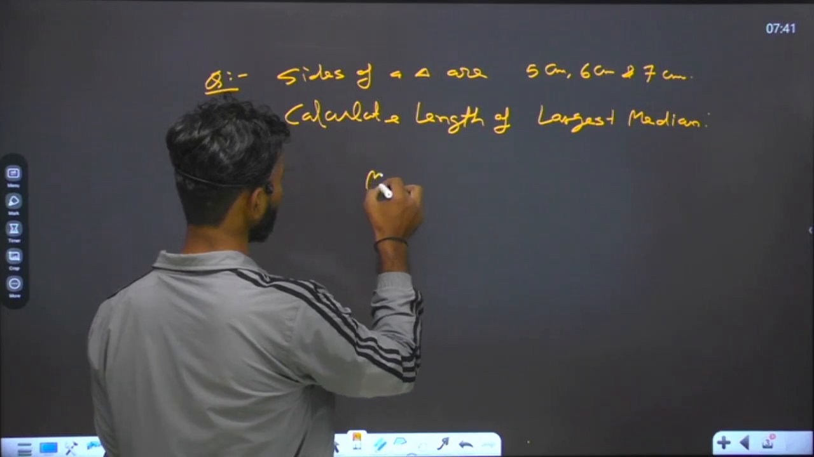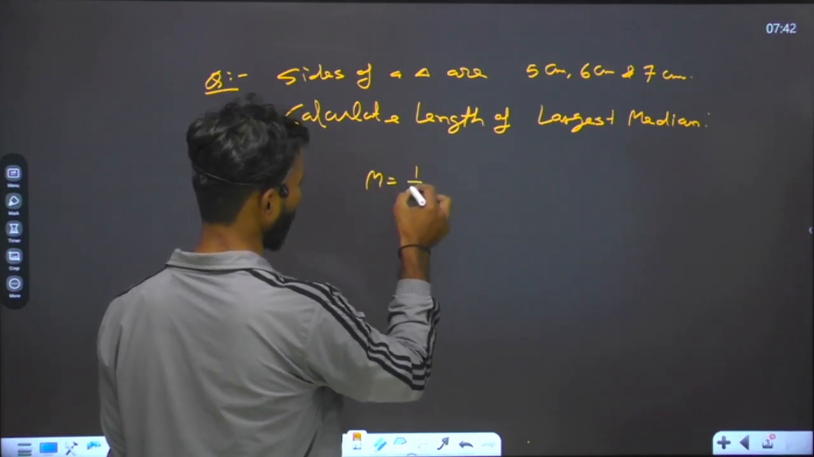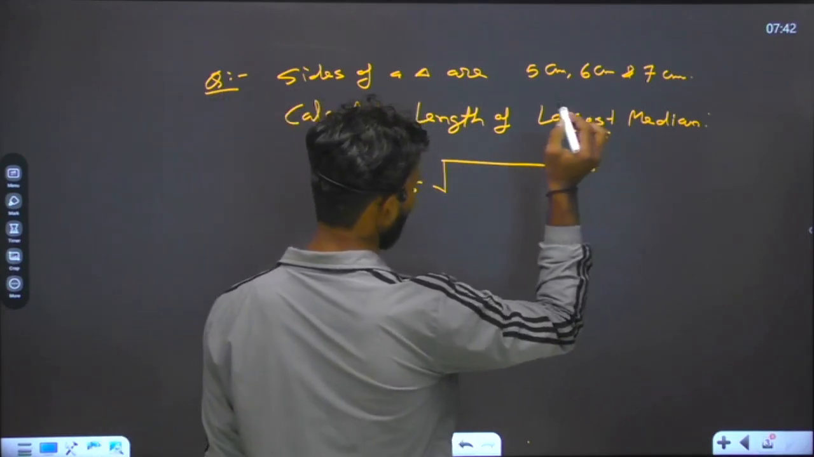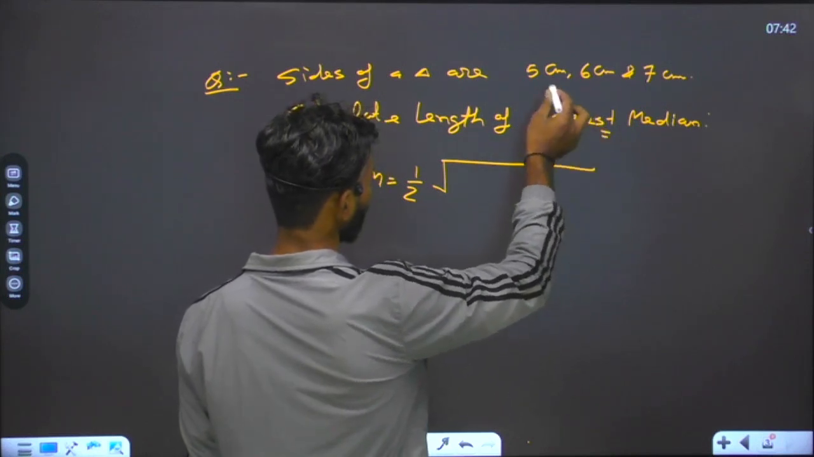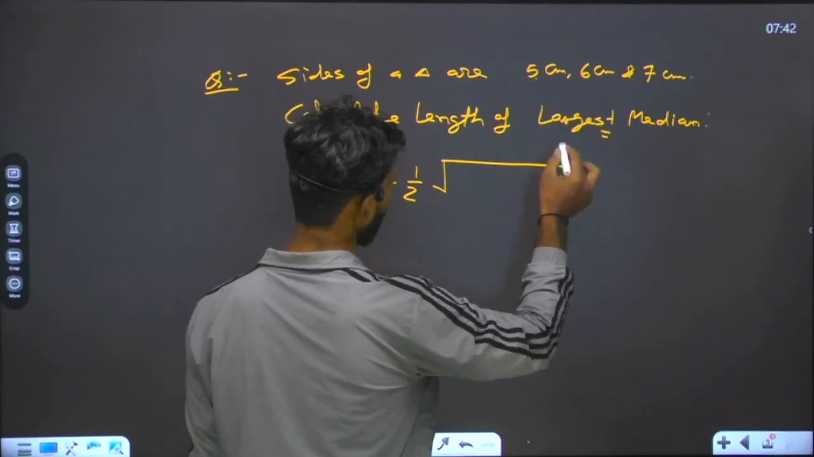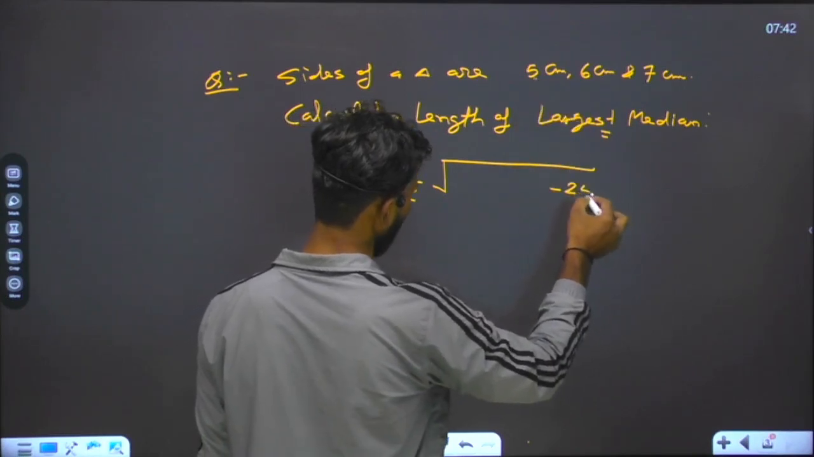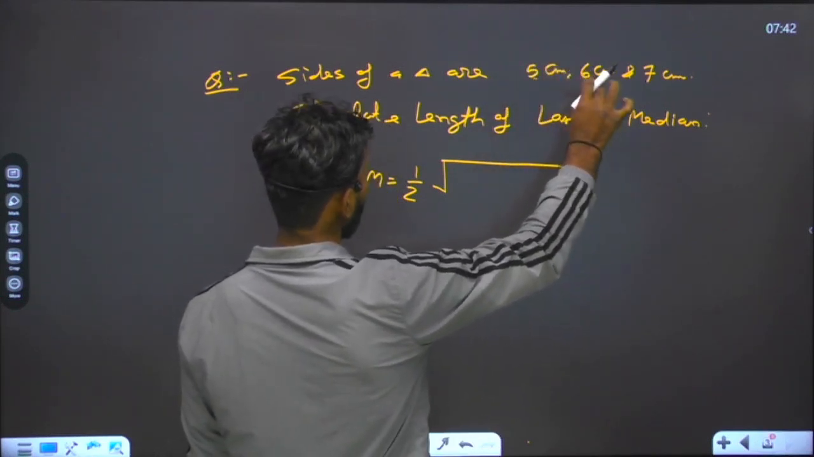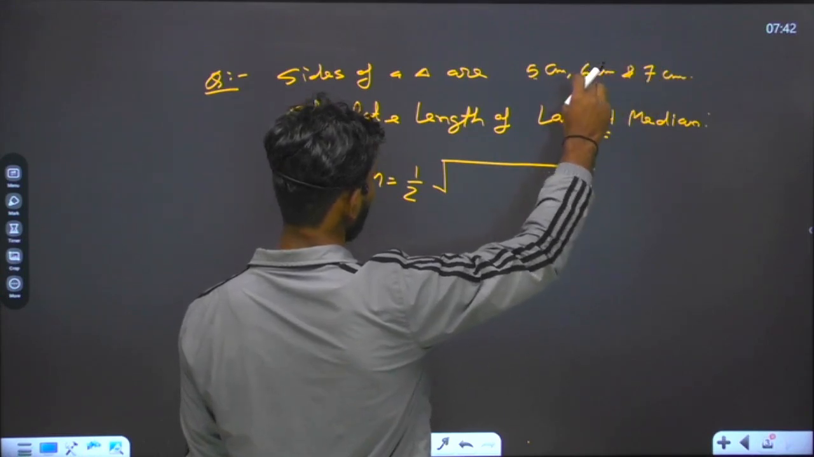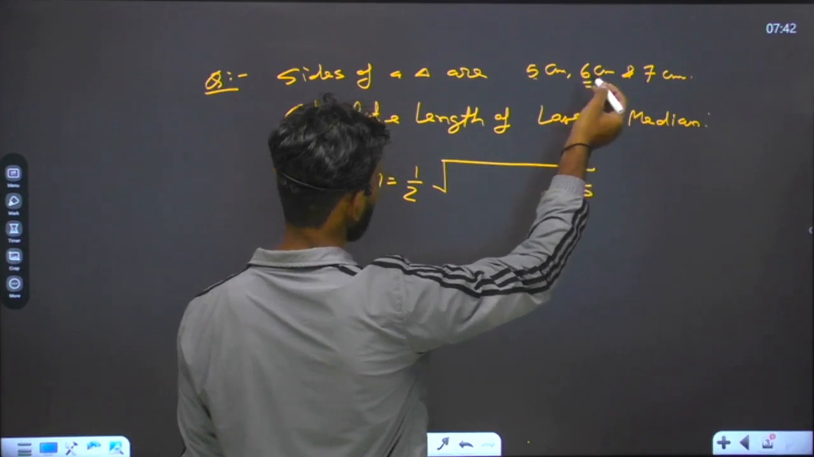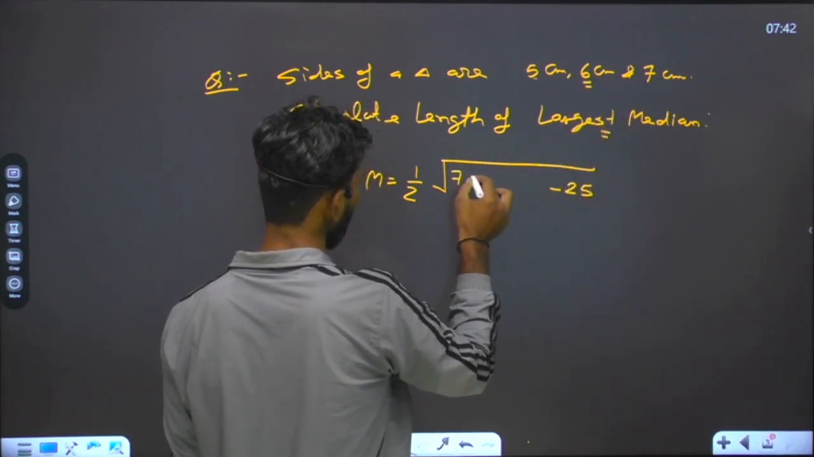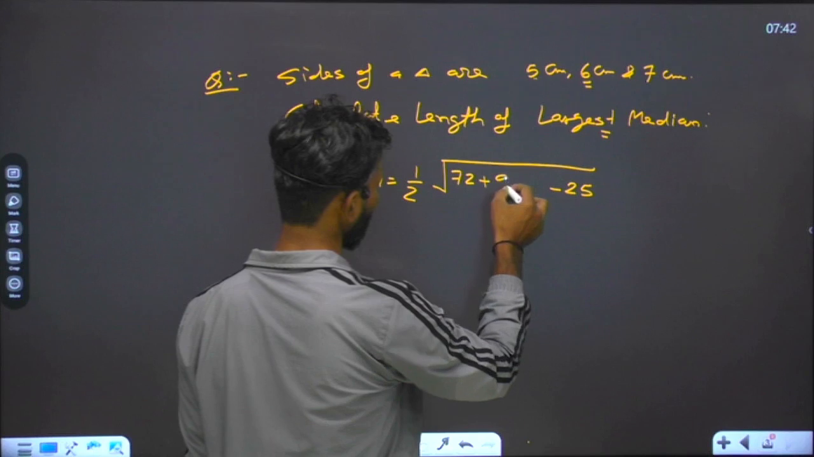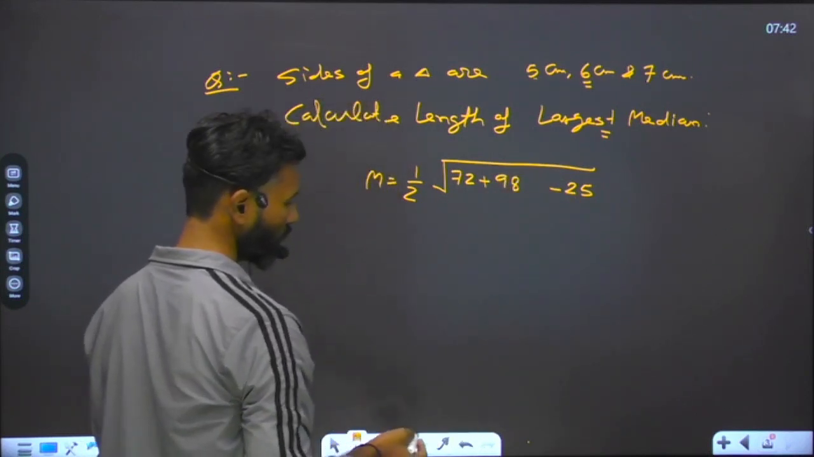So the length of the largest median will be m equal to 1 by 2 under root. Here we have to calculate the largest median, which is dropped at the shortest side, so subtract the square of the shortest side. 5 square equal to 25, minus 25 we will do. And now twice the square of the other two sides: 6 square is 36, and twice of that is 72, plus 7 square is 49, and twice of that is 98. We just have to simplify this, so we will get our answer.